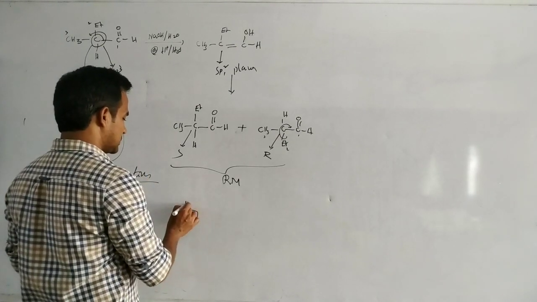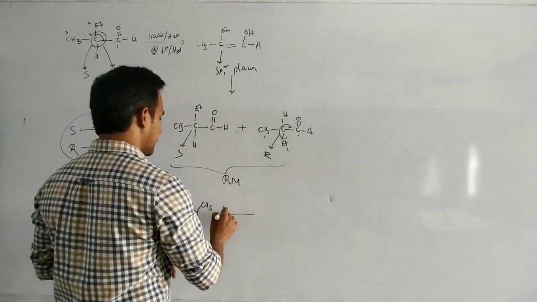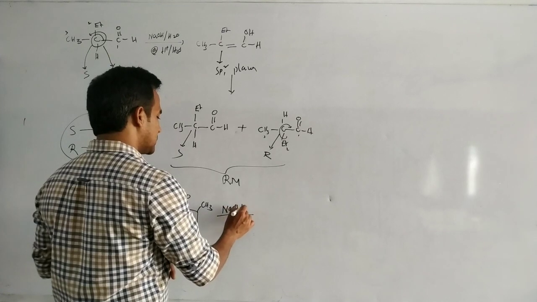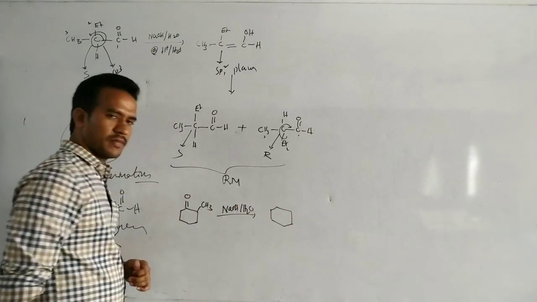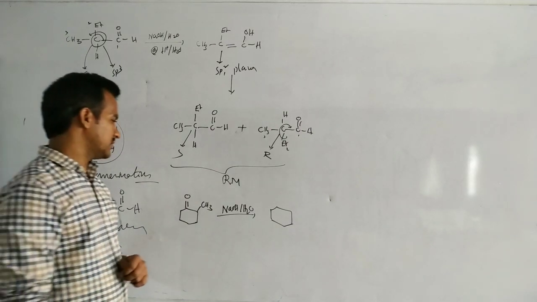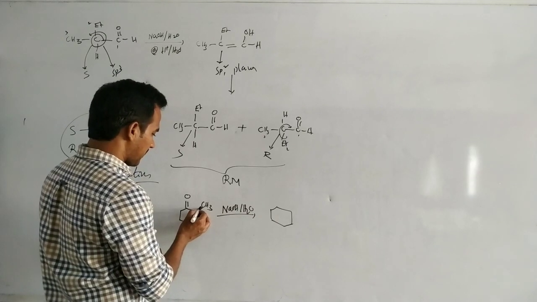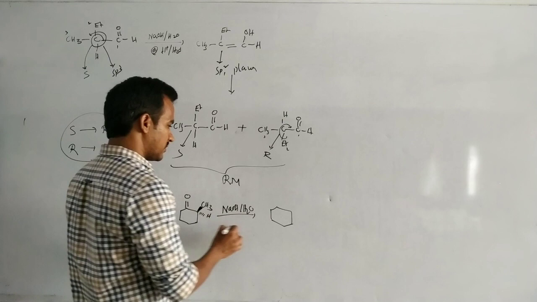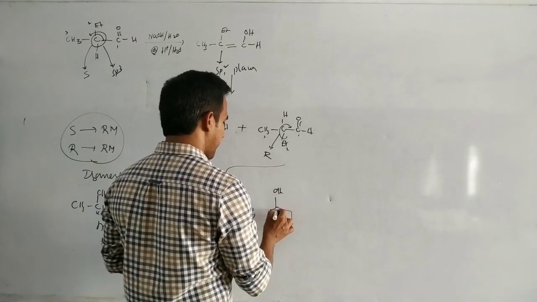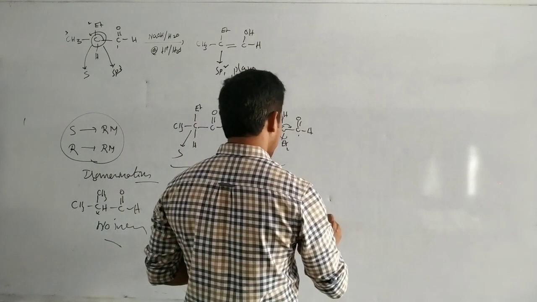For example, here this compound is placed in aqueous medium, NaOH and H2O. So in this case, this is above the plane, and here hydrogen is below the plane. Now this is the enol form. Again the enol form is converted to keto form.